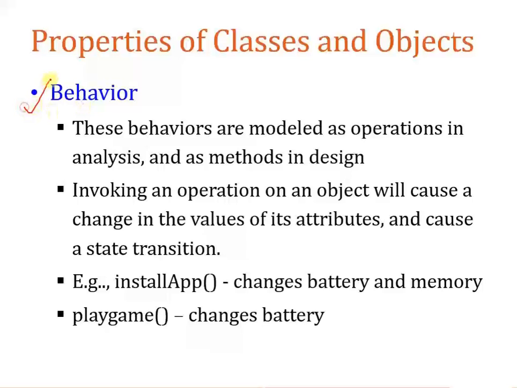Next comes the behavior. Behaviors are modeled as operations in analysis, and they are methods which are used to implement the design. Invoking an operation on an object will cause changes in the values of attributes. So we have already discussed the attributes. To change the values of these attributes, we need to invoke these operations, and this will cause a state transition. For example, install app will change the battery power and also its memory capacity. Play game obviously changes the battery power.